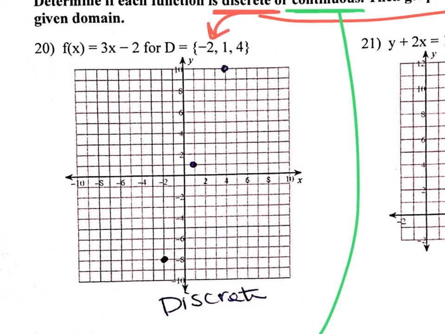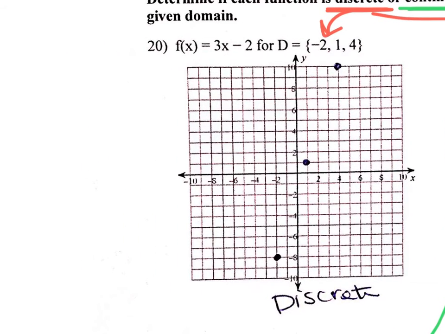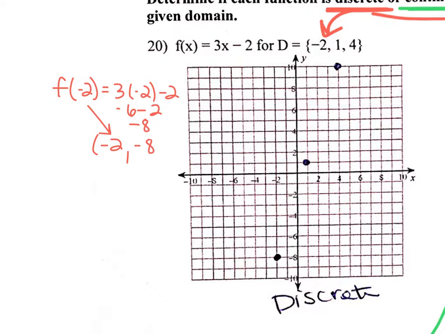So on 20 here, they give me this domain, and remember domain are our x values, so what we're going to do is we're going to have to plug in these x values. So we're going to find f of negative 2, which is going to be 3 times negative 2 minus 2. When we work that out, I'll work this one all the way out. Negative 6 minus 2 is negative 8. So that's the ordered pair. Negative 2, because that's an x value. Negative 8, because that was the output of our function. So I graphed that point, negative 2, negative 8.